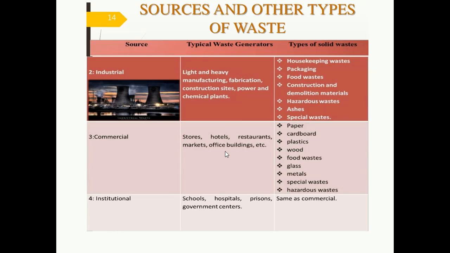Next one, institutional waste, which comes from schools, hospitals or government centers. These are the institutions. The typical waste generators are schools, hospitals, prisons, government centers. We are observing that the types of solid materials present in these institutional sources are the same as commercial, for example paper, cardboard, plastic, wood, food waste, glass, metals, special waste, hazardous waste.